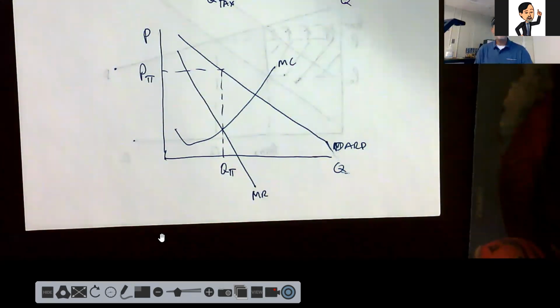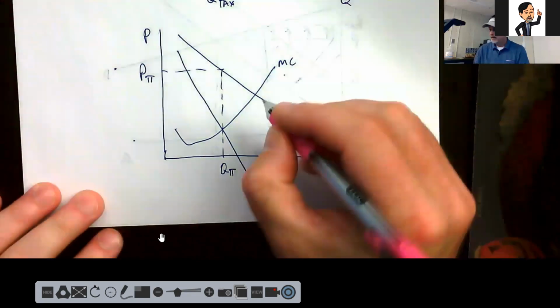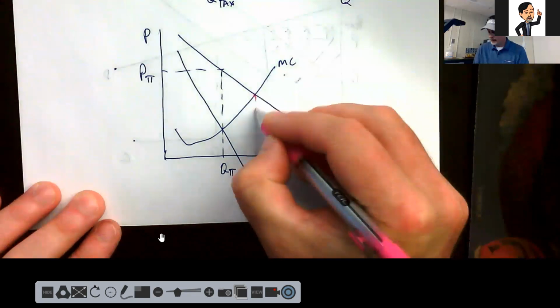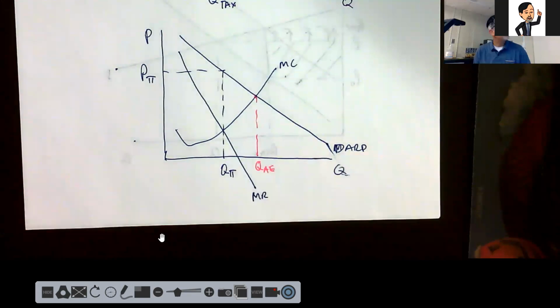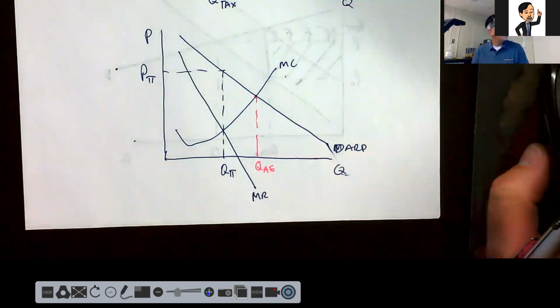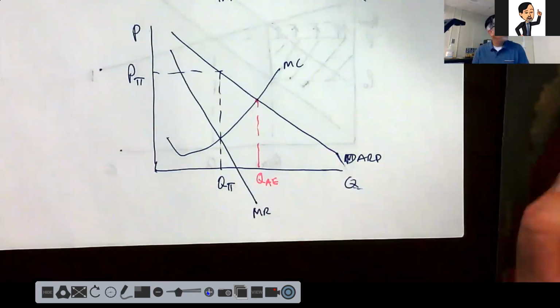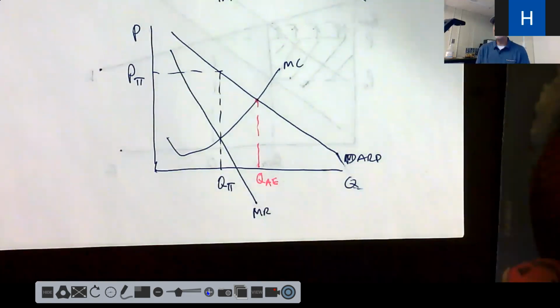Another thing they could ask is, if this firm was producing at the allocatively efficient output, would it be in the elastic or inelastic range? That's asking you to know two things. So allocative efficiency is where price equals marginal cost. So there's our quantity of allocative efficiency. Are we in the elastic or inelastic range there? We're in the inelastic range because marginal revenue is less than 0.